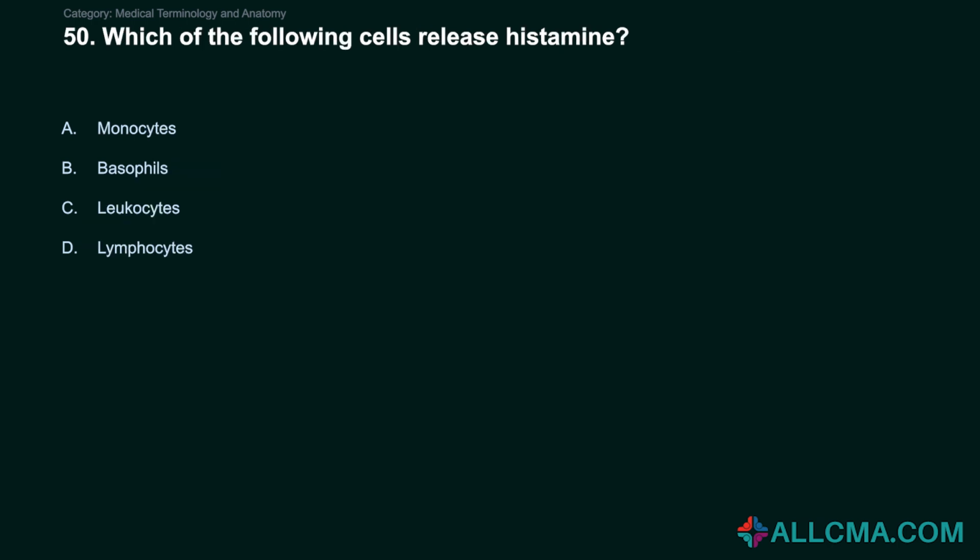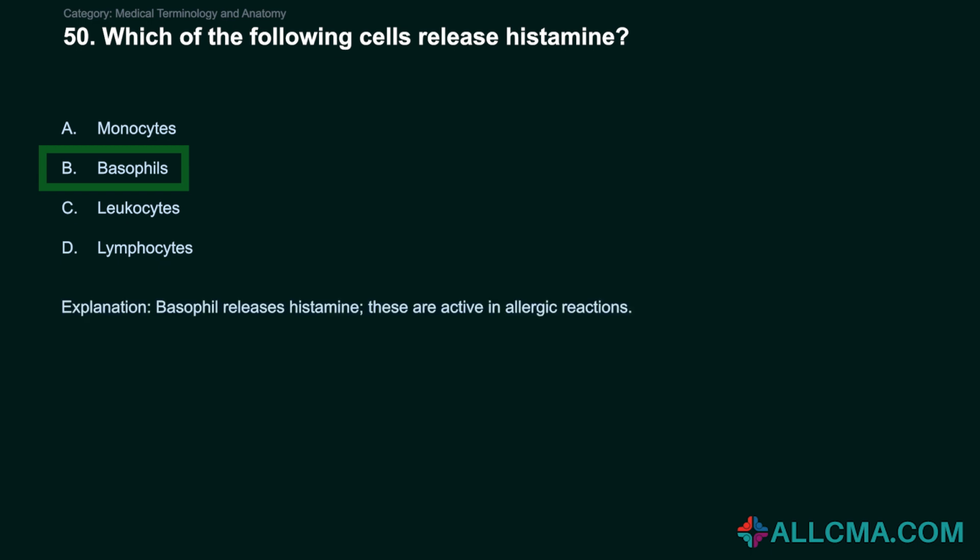50. Which of the following cells release histamine? A. Monocytes. B. Basophils. C. Leukocytes. D. Lymphocytes. Correct answer, B. Basophils. Basophil releases histamine. These are active in allergic reactions.